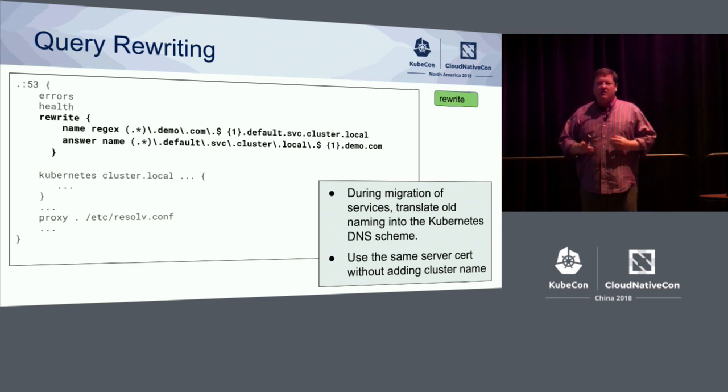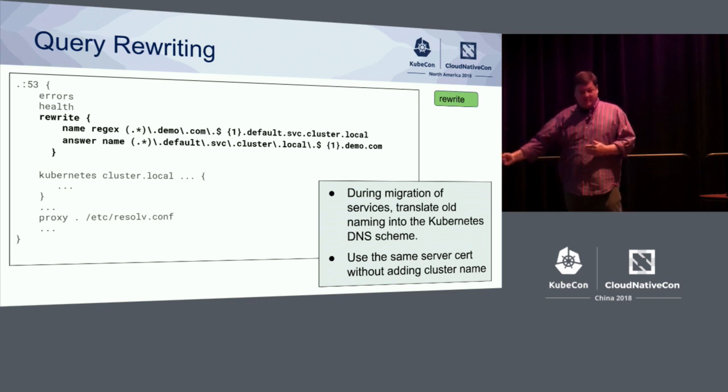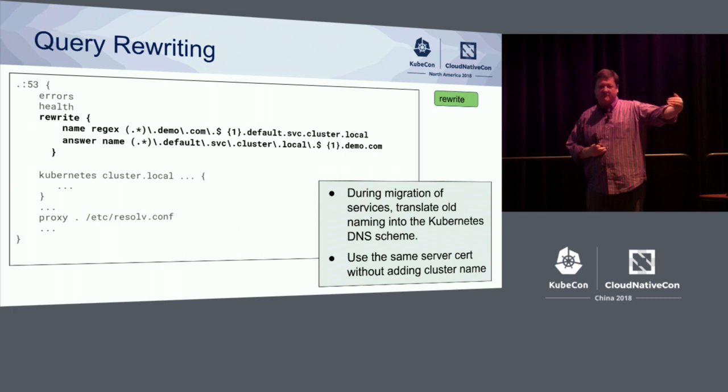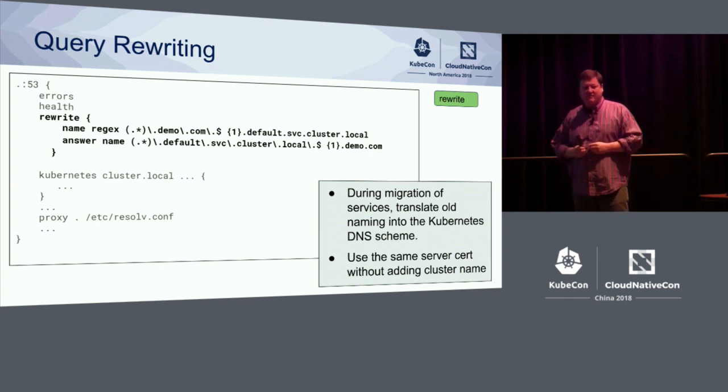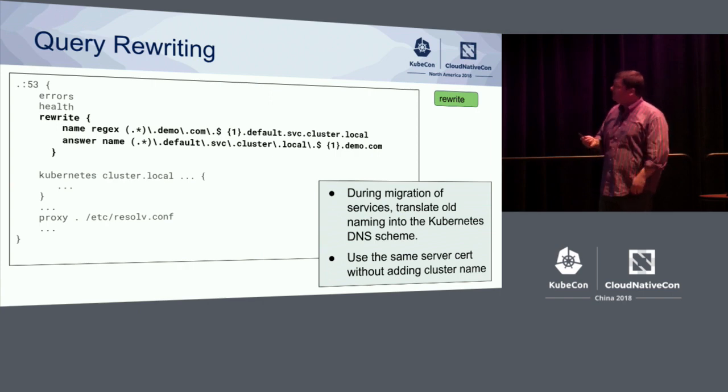So things running inside the cluster using foo.example.com will get a cluster IP, and things outside the cluster using foo.example.com will get, say, a load balancer IP that talks into the service. So the same certificate can be used.